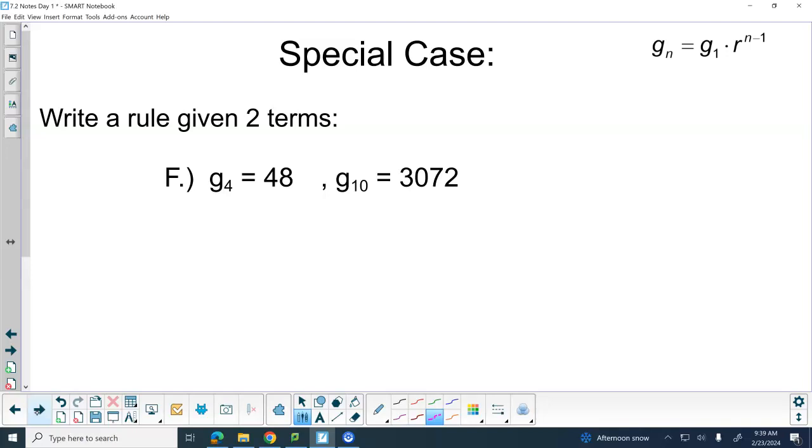No, that's function notation. G sub 4. G of 10 is like a function where you're plugging 10 into a function. We're not plugging 10 into anything. Okay. Step number 1 from the last one was what? What do I do with g sub 4 equals 48? So give it to me.